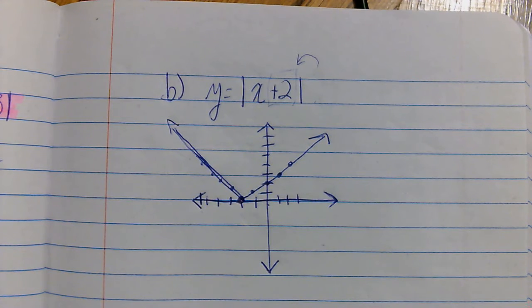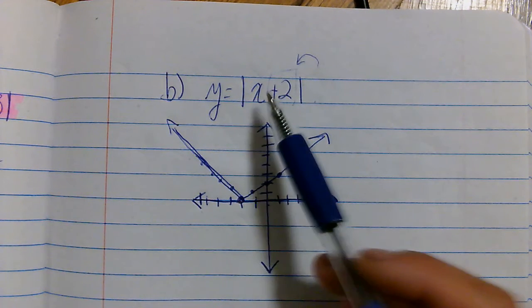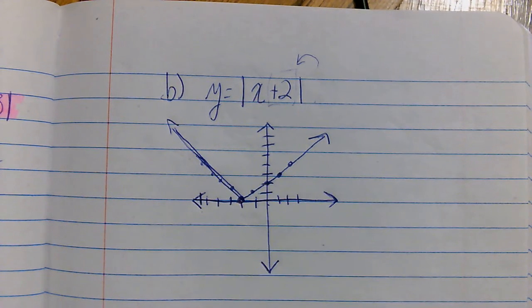Alright, so now knowing how these values affect it, you can plot your absolute value graphs and you don't even have to make an input-output table.